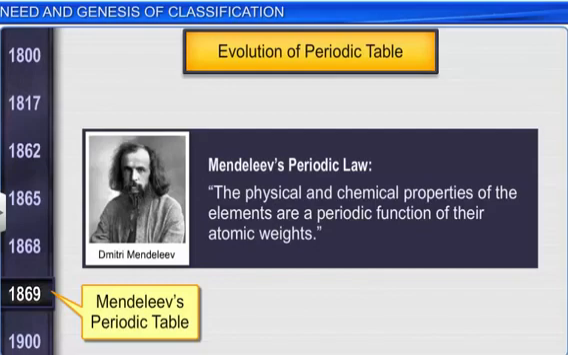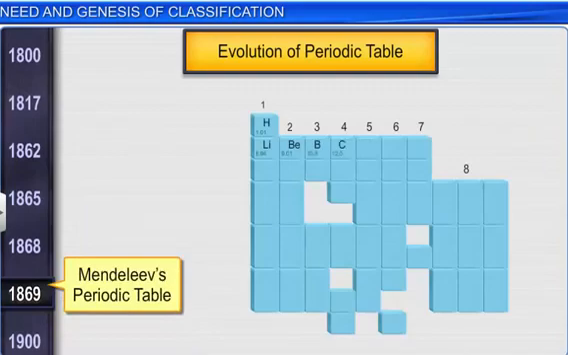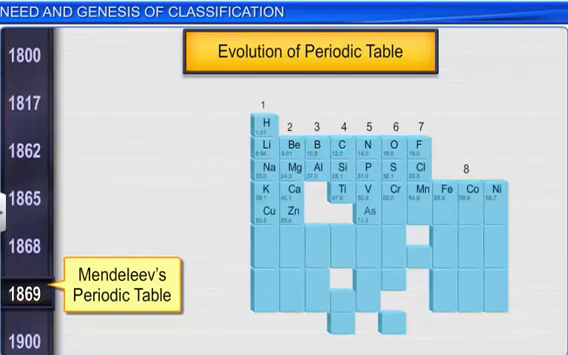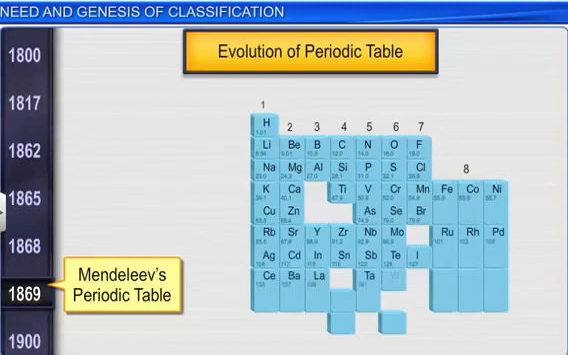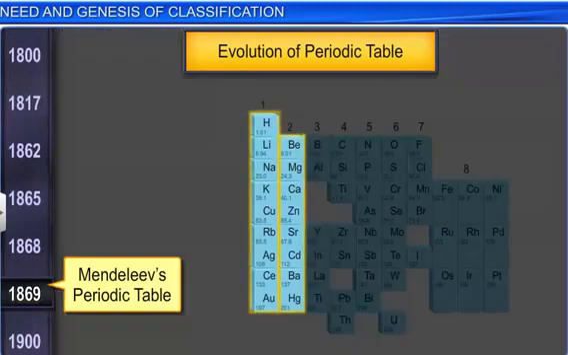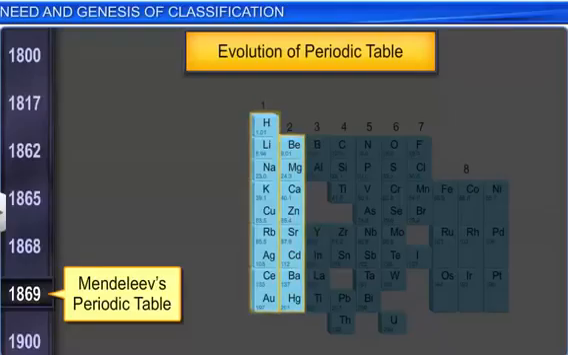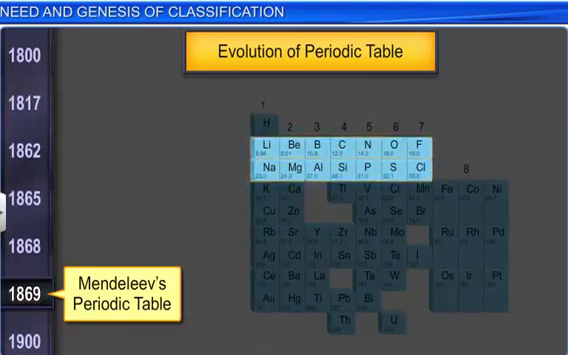Mendeleev created the periodic table by listing the elements in a row in order of atomic weights and starting a new row when the characteristics of the elements began to repeat. This resulted in the arrangement where the elements with similar properties occupied the same vertical column. Mendeleev termed these vertical columns as groups and resultant horizontal rows as series.